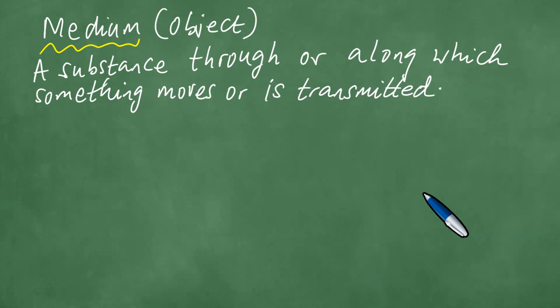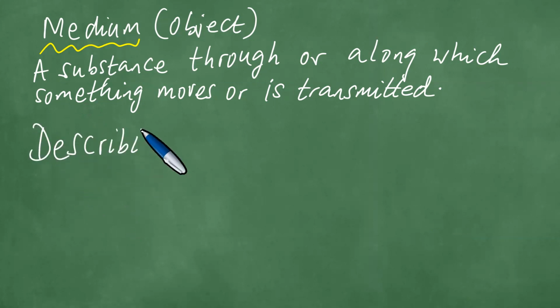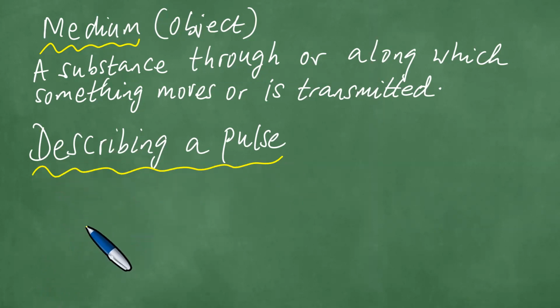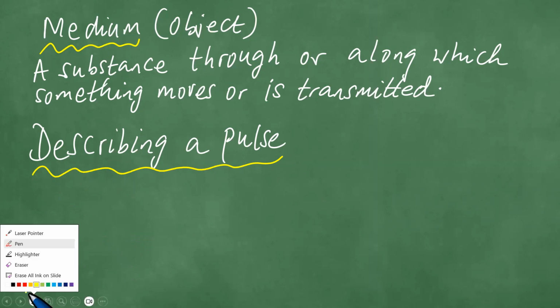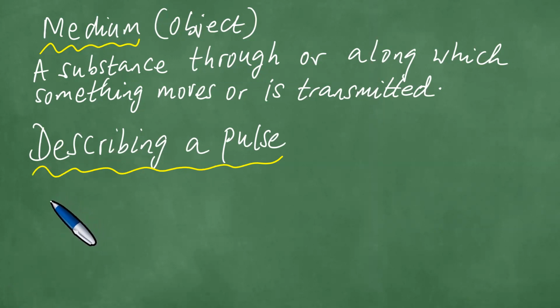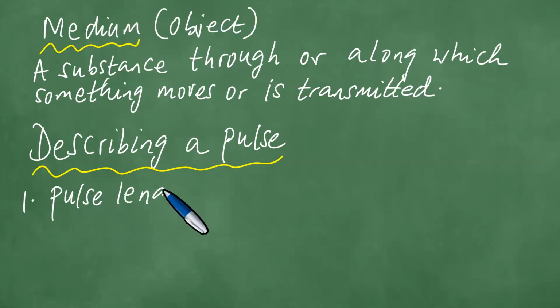Right, so now let us look at a couple of definitions here that we need to learn. Let us look at describing a pulse. Right, let us describe a pulse. Okay, we've defined a pulse as a single disturbance. A single disturbance is what? Is a pulse. So, pulse length.